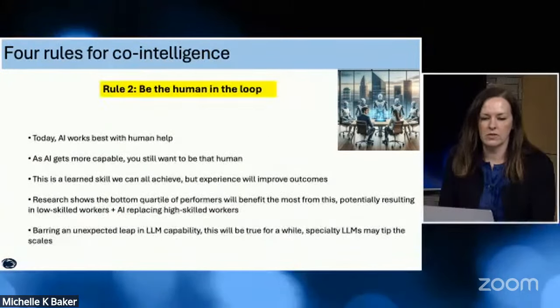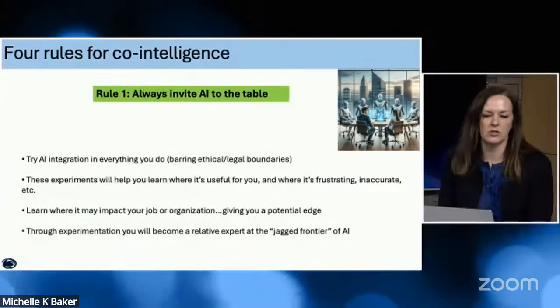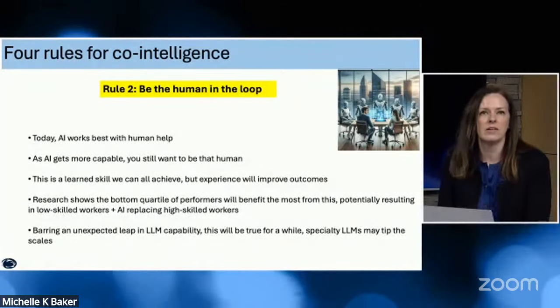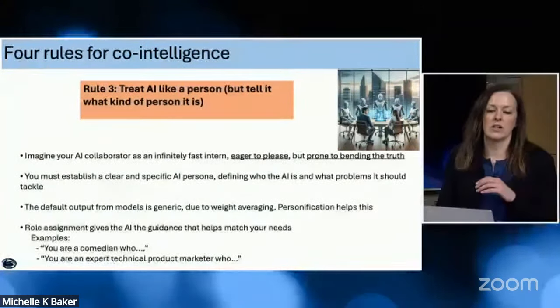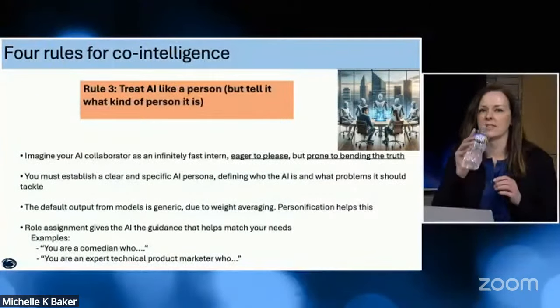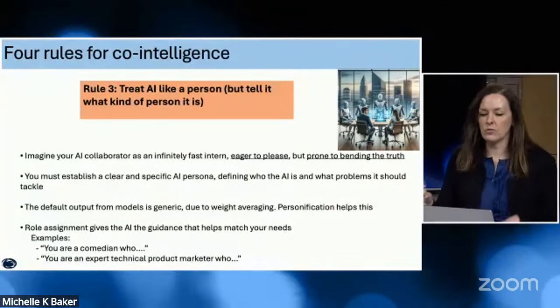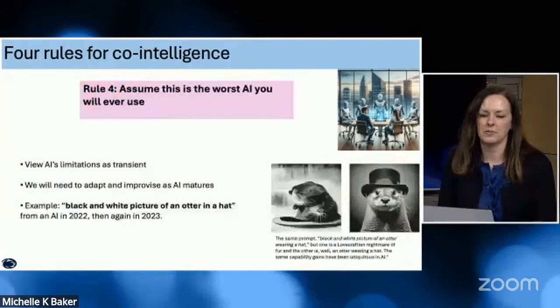So the 4 rules of co-intelligence that will frame how we talk about using the technology in the coming lectures: always invite it to the table. So we'll be doing that. We'll be remembering to keep the human in the loop because that's really important with this technology. We are not at general AI yet. We are still dealing with task-driven artificial intelligence. We're going to treat AI like a person, but we're going to tell it who it is. We're going to tell it how to act because it itself does not know. And we're going to assume this is the worst AI that we will ever use and that it is constantly improving, which is true.